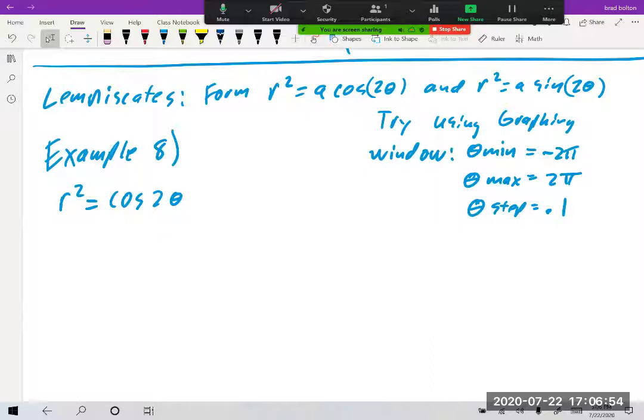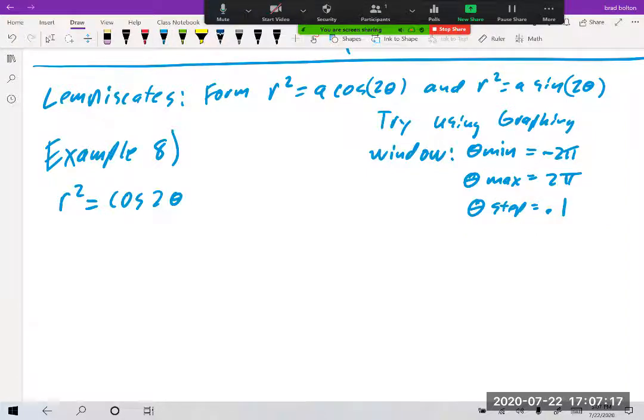Lemniscates. I don't know exactly how to pronounce it, but that's the way I've heard it said. So hopefully that's right. And these take on the form r squared equals a times cosine of 2 theta, or r squared equals a sine of 2 theta. Now these are figure eights, basically. They look like the infinity symbol. You normally want your minimum for this, your maximum for this, and your step size for that.